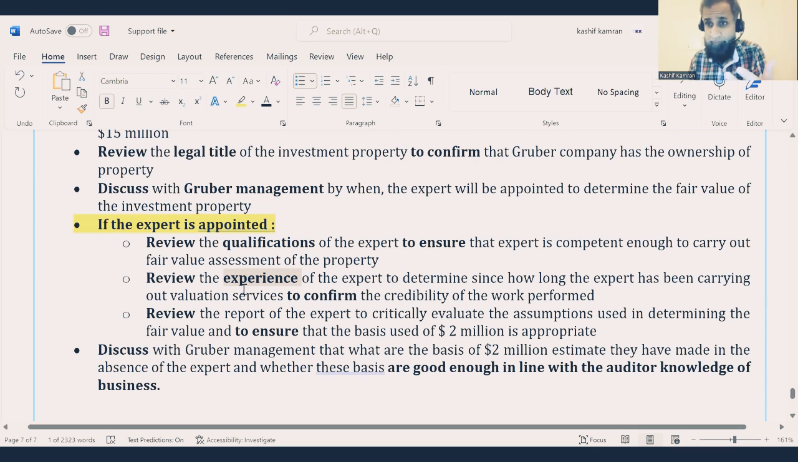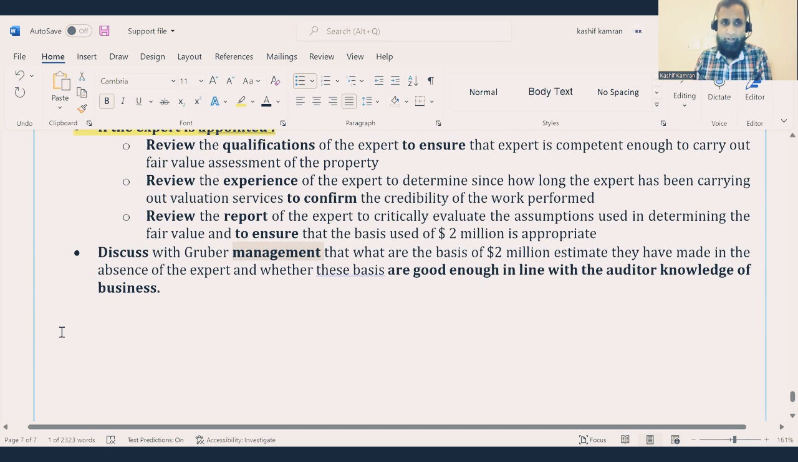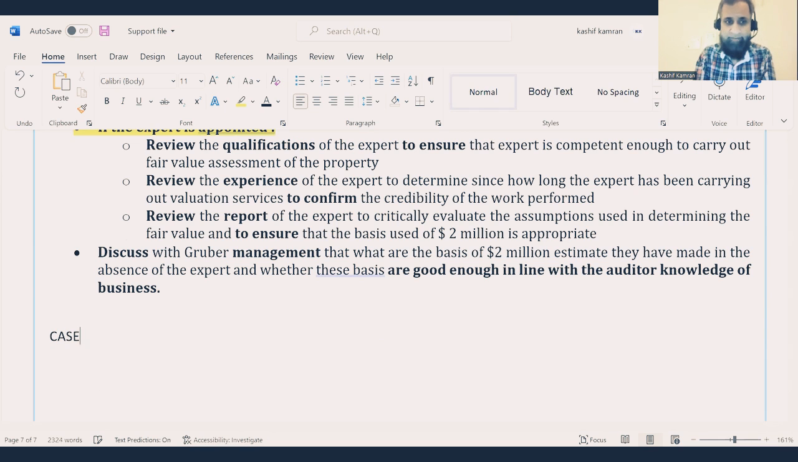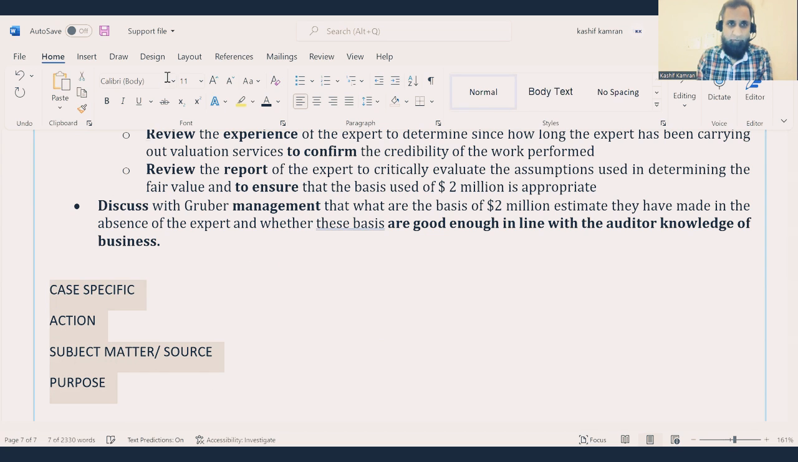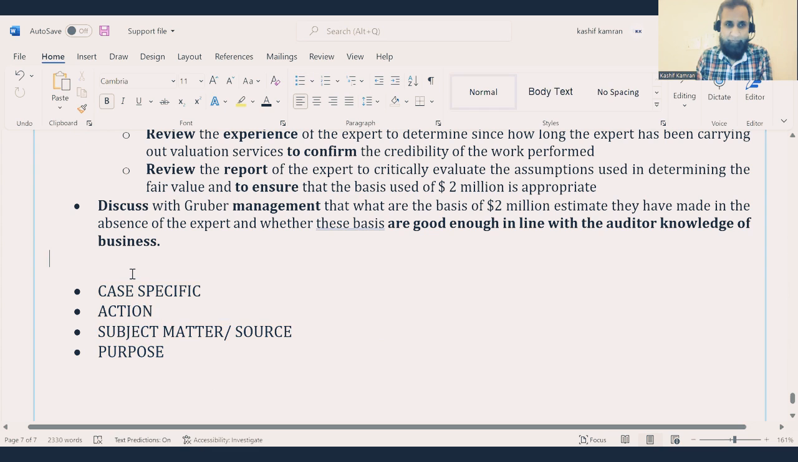What are you reviewing? Source means the subject matter, right? Review the report. What are you reviewing? Report. Report becomes the source. Discuss with the management. So what does CASP stand for? Case specific, action, subject matter or source, and purpose. So this is what CASP looks like, right? For all of you. And I have just demonstrated how you would go about this CASP.